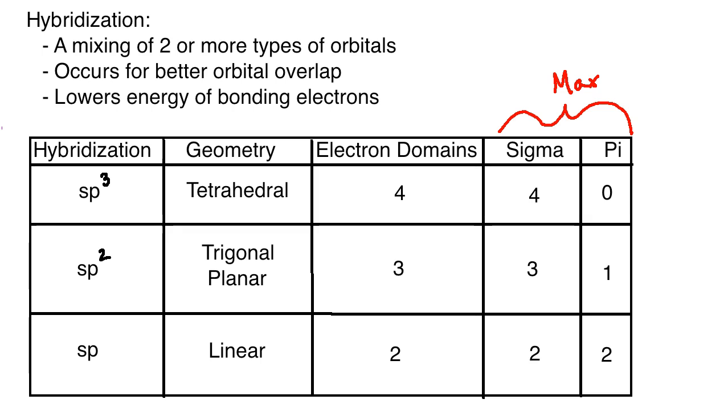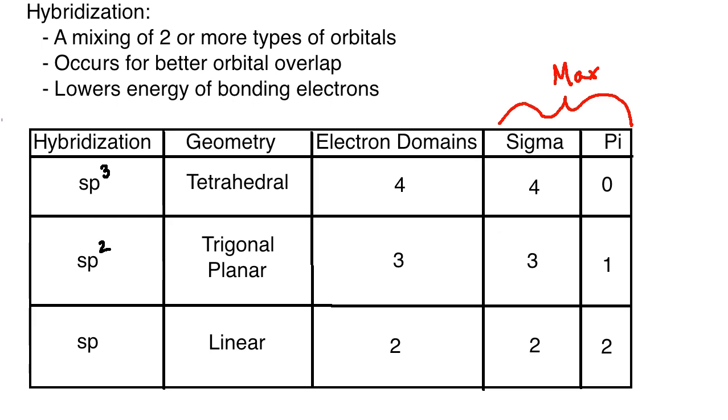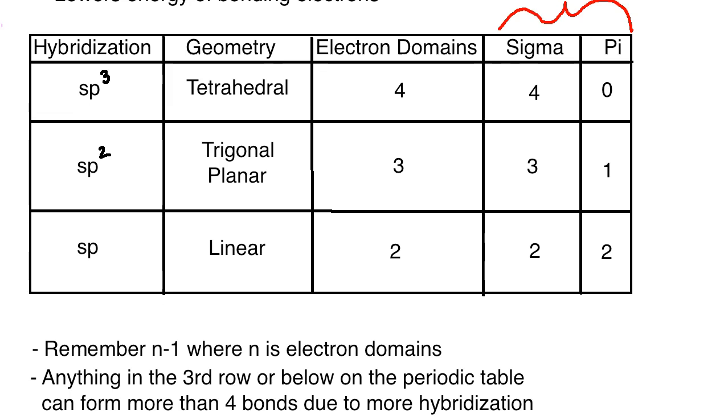And then we have sp. sp is going to be linear. You would have 2 electron domains present there. You can have a maximum of 2 sigma bonds that are involved with anything that's sp hybridized. And then you could have a maximum of 2 pi bonds present in anything that is sp hybridized. So that's a good little chart if you ever need to go back and reference it.